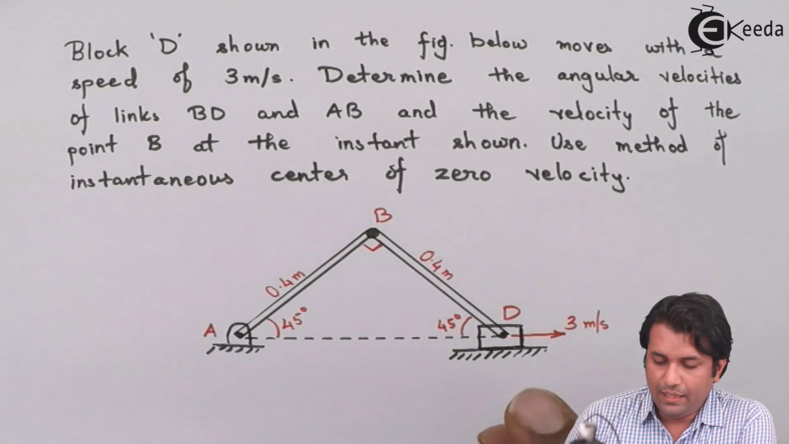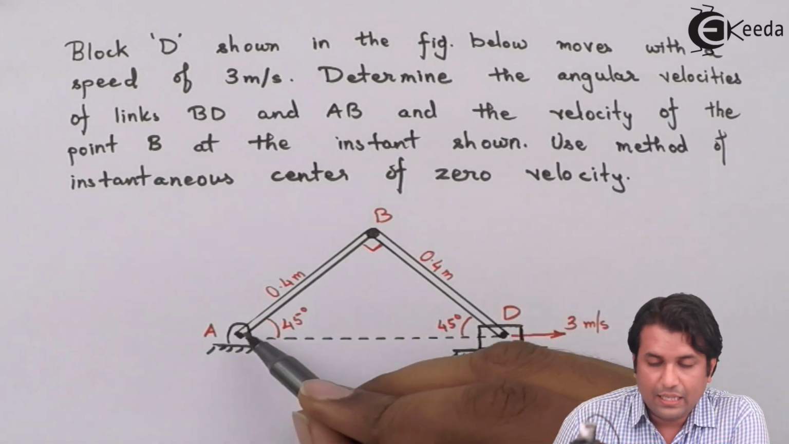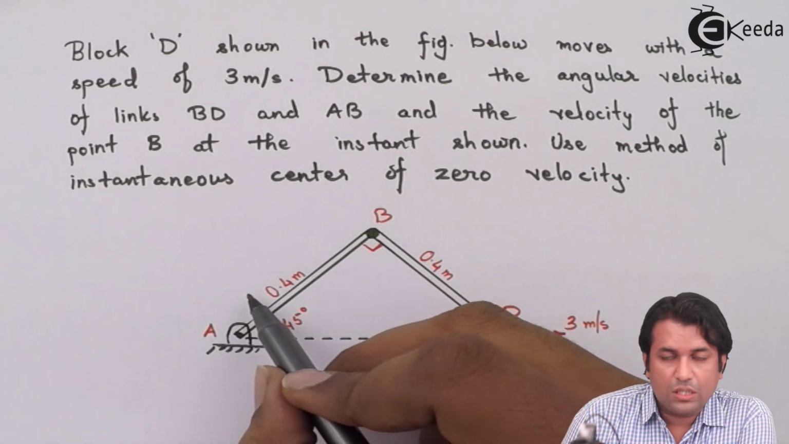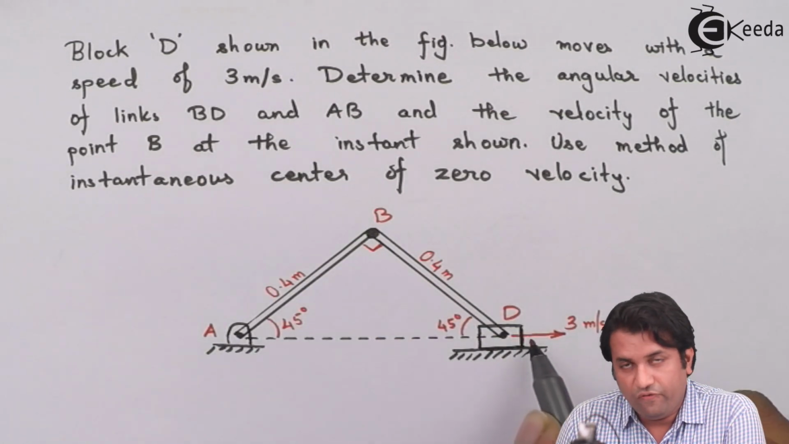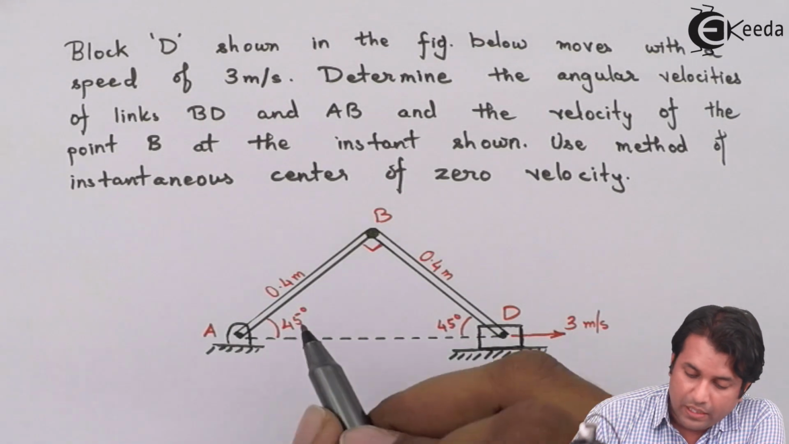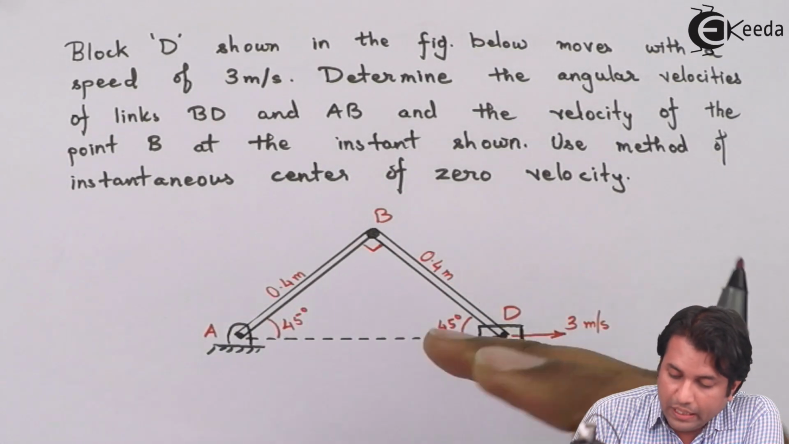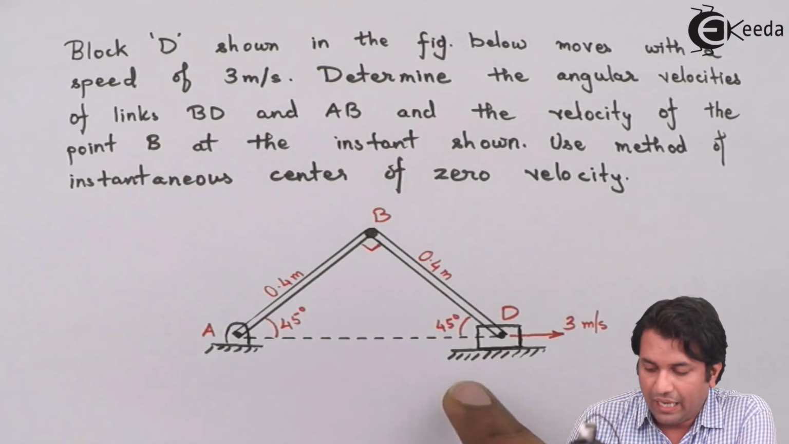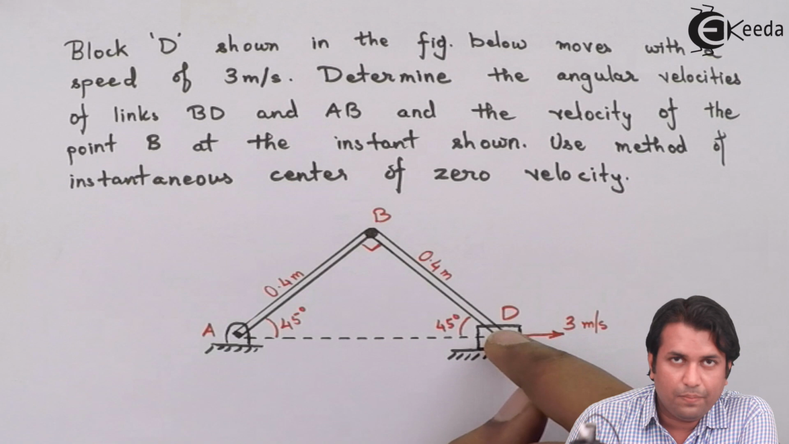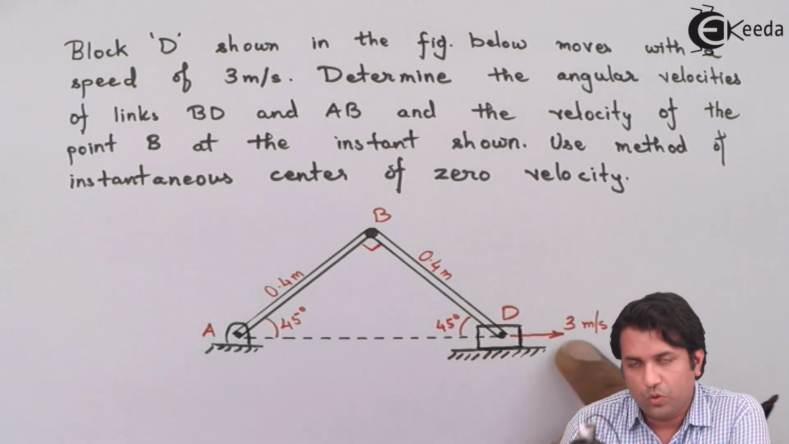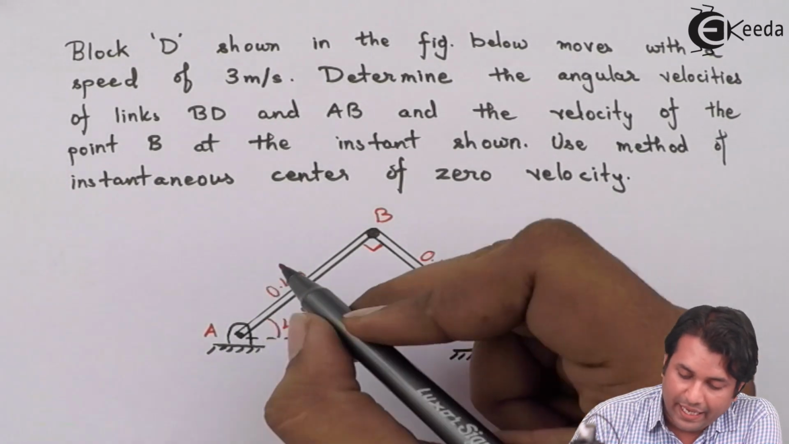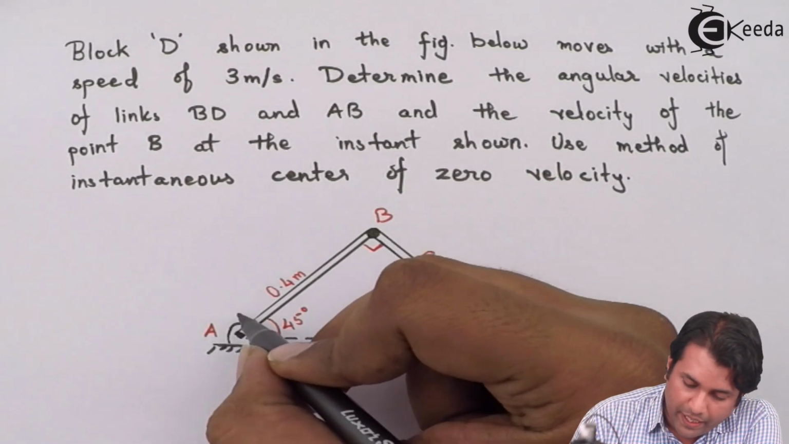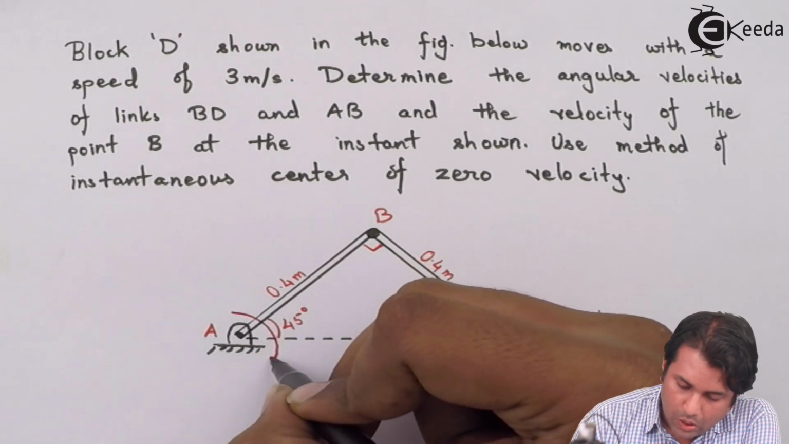I can say that this link AB is going down because this point has to move towards right. So what happens? If this link is going down, then this link is going to push the block towards right, because I have the support over here. Rather than the block going down, the block will try to move towards right. So that is why I can say that the angular velocity of AB would be clockwise.